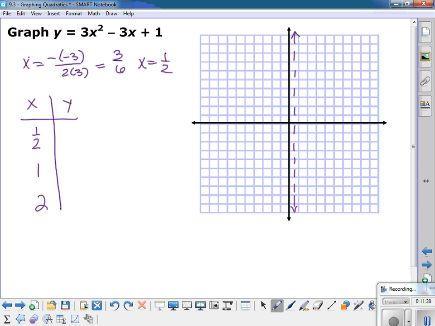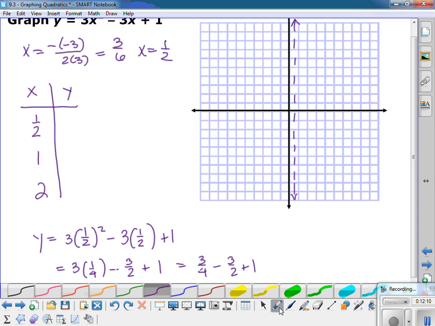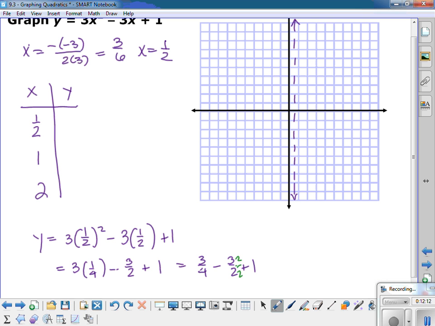Okay, so if I put in the 1/2, I get y equals 3 times 1/2 squared minus 3 times 1/2 plus 1. So that's 3 times 1/4 minus 3/2 plus 1. And so that's going to give me 3/4 minus 3/2 plus 1. So you have to get a common denominator. What's my common denominator going to be? 4.